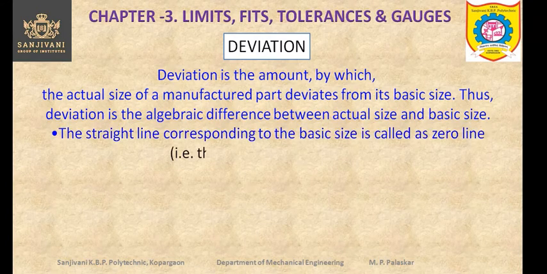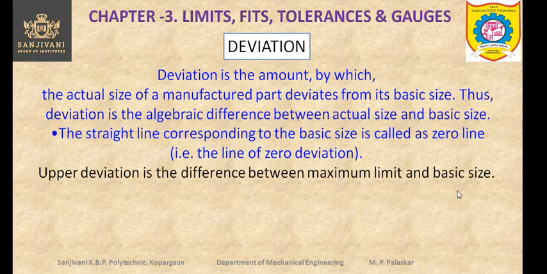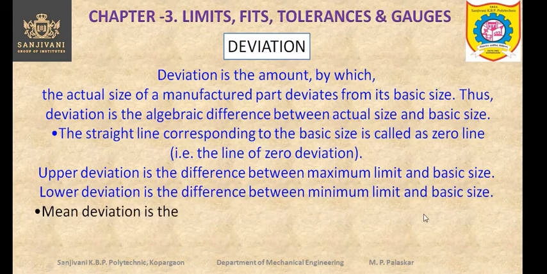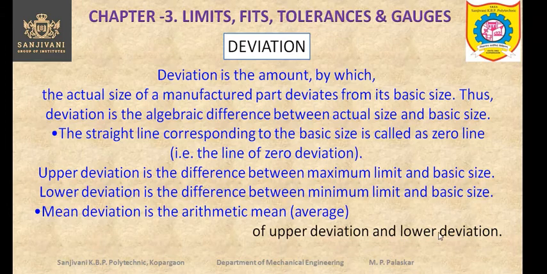The straight line corresponding to the basic size is called the zero line, that is the line of zero deviation. We have seen this. Upper deviation is the difference between the maximum limit and the basic size. We have a maximum limit for the size of the component, so the difference between the maximum limit and the basic size gives you the upper deviation, and lower deviation is the difference between the minimum limit and the basic size. We can also define the mean deviation as the arithmetic mean, the average of the upper and lower deviation.